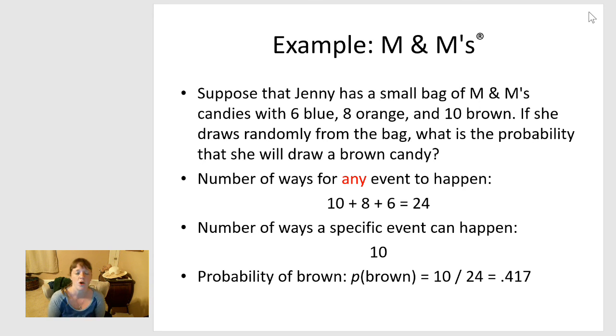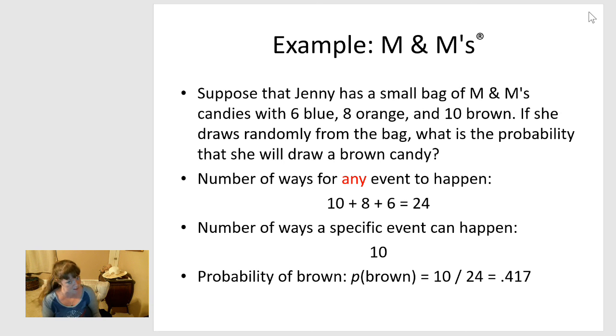And so I go, okay, what are the different ways for anything to happen? Well, there's 6 blue ones. That's 6 ways things could turn out. There's 8 orange ones. That's another 8 ways things could turn out, because I'm only going to pull out one candy. And there's 10 brown ones. So it's another 10 ways for things to turn out when I reach in and pull out my candy. So the number of ways for anything to happen is 24, because there are 24 unique candies. There's 24 ways for any event to happen. What is the number of ways for the event to turn out as a success and be brown? Because that's the event that I'm considering right now.